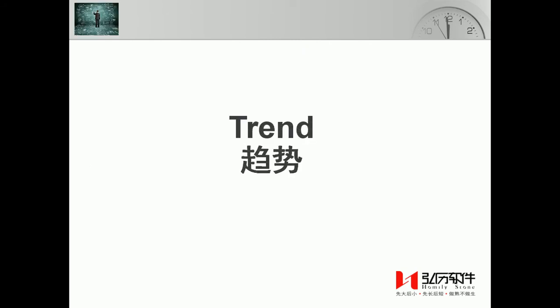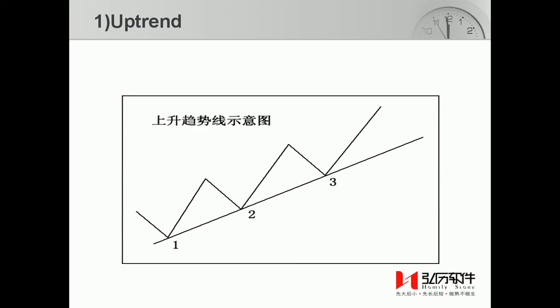And the second part is the trend. So what's the trend? You can see here the trend is divided into three parts. Uptrend. Here I show you a picture. In the uptrend, actually we can see here is a low point, and here is also a low point. So we can see the low point is a higher low, right? All the low points are higher lows.